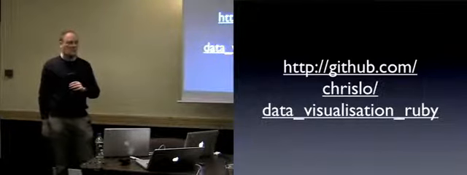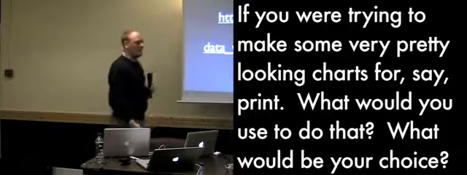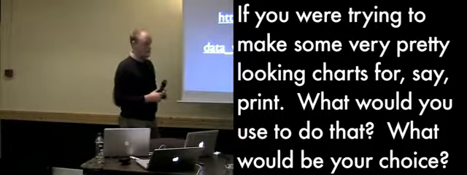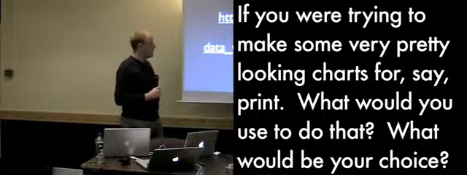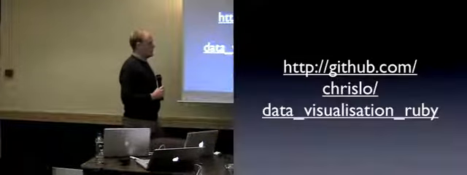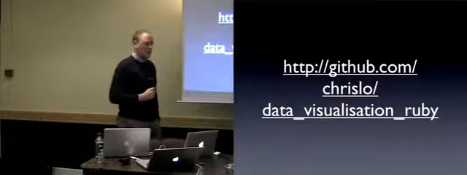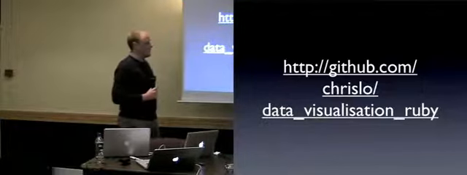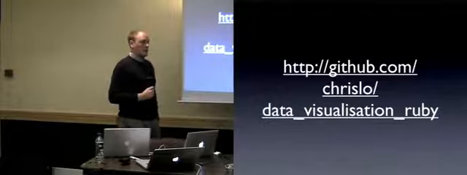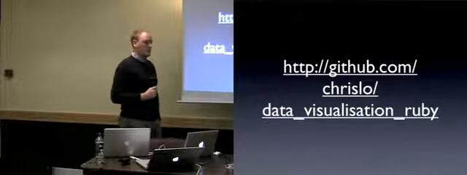Any questions at all from anybody? If you were trying to make some sort of very pretty looking charts for, say, print, what would you use to do that? What would be your choice? So you know what you want to do with the data already, and you want to create something that's nice for print. I tend to use LaTeX for that kind of thing anyway, so I'd probably use Tioga.